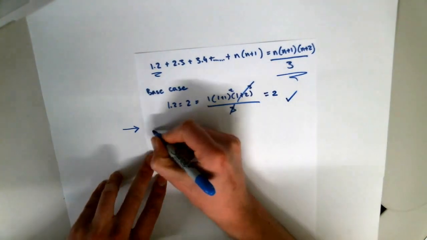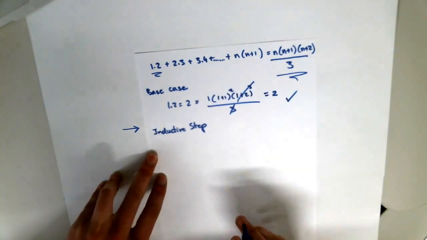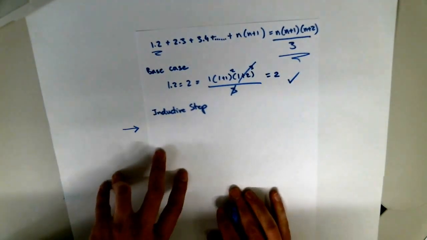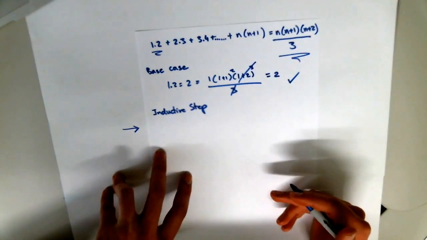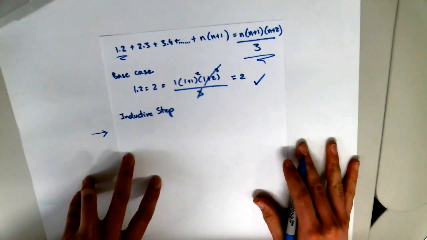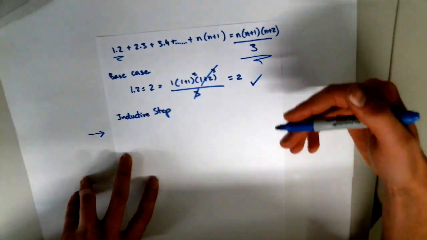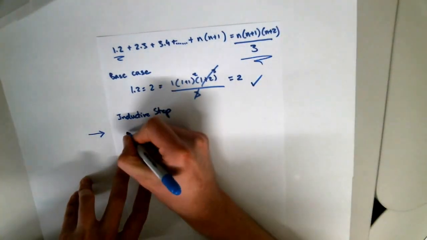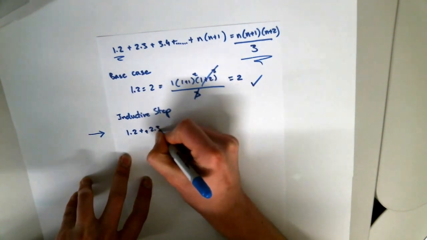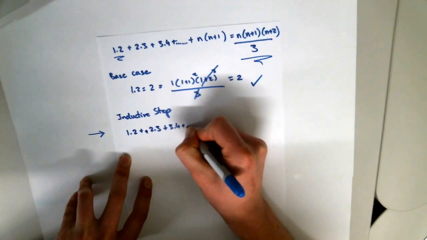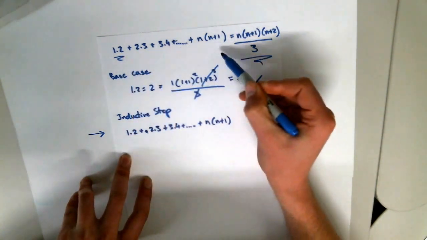Now we need to move on to our inductive step. As with all the others, all we need to do here is show that this remains true if we generalize it to the next term. And the next term in this case is going to be n times (n plus 1) times (n plus 2). So we can write this out explicitly: 1 times 2 plus 2 times 3 plus 3 times 4 plus up to n times (n plus 1), exactly as we had here.